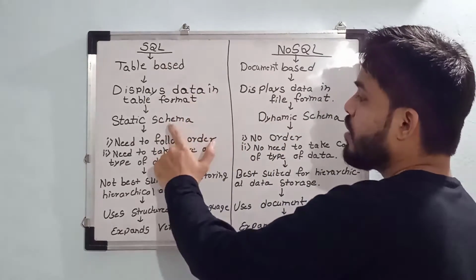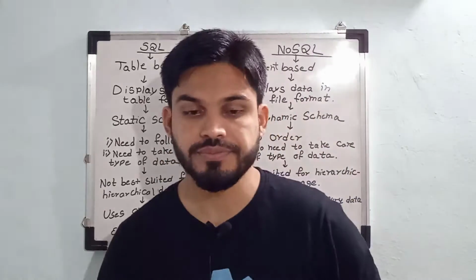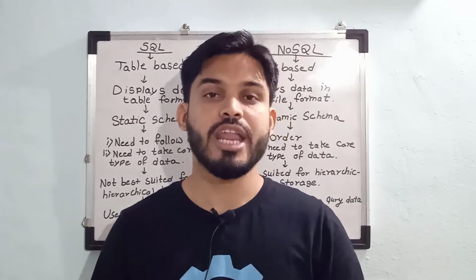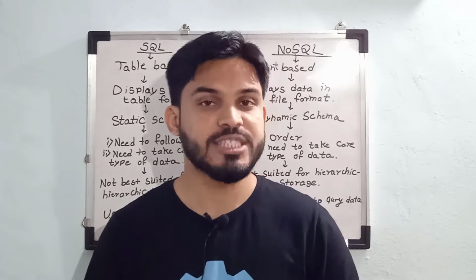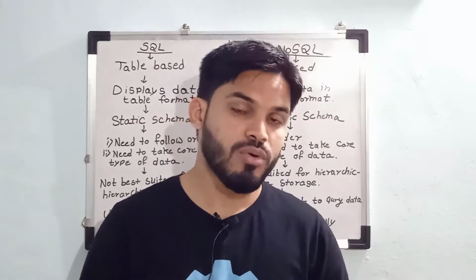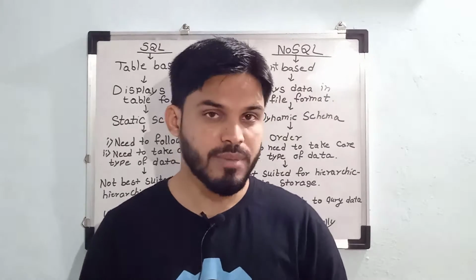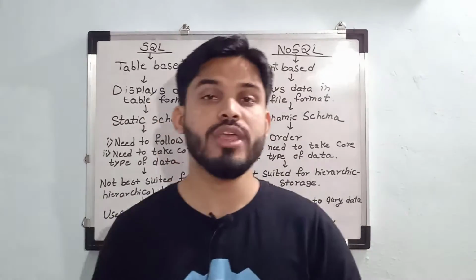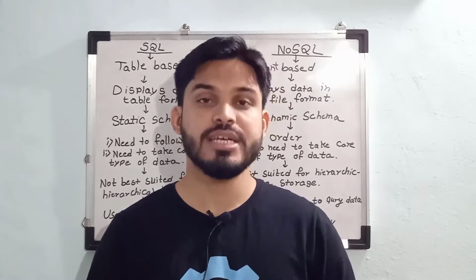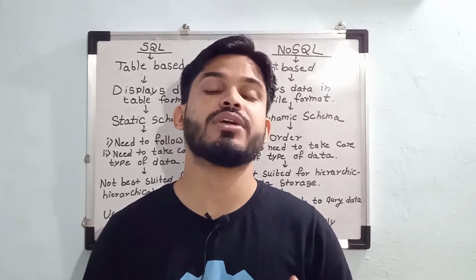And now SQL has static schema, NoSQL has dynamic schema. What does it mean? Static schema means fixed structure. Dynamic schema means which changes as per requirement. Now SQL is table based, columns are fixed, hence SQL has static schema, and as NoSQL is file based, hence NoSQL has dynamic schema, means schema of database changes as per requirement.